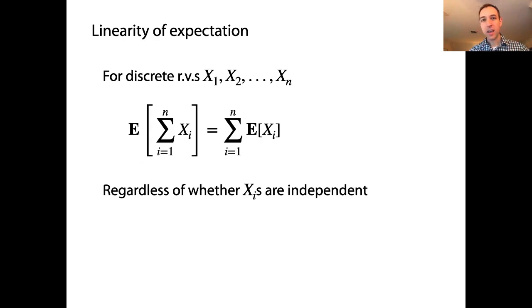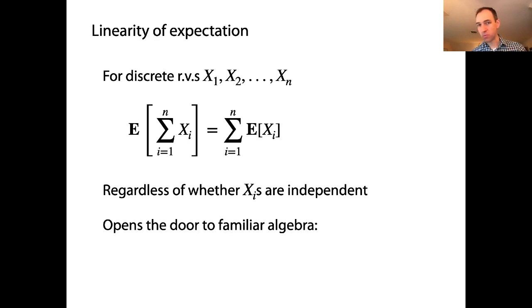Okay? And this property holds regardless of whether those constituent random variables, all of the various x sub i's, are independent. We haven't defined independence yet, and we will later, but intuitively speaking, what this means is that even if the outcome of one of the x sub i's depends on the outcome of another one of the x sub i's, it's still the case that linearity of expectation holds.